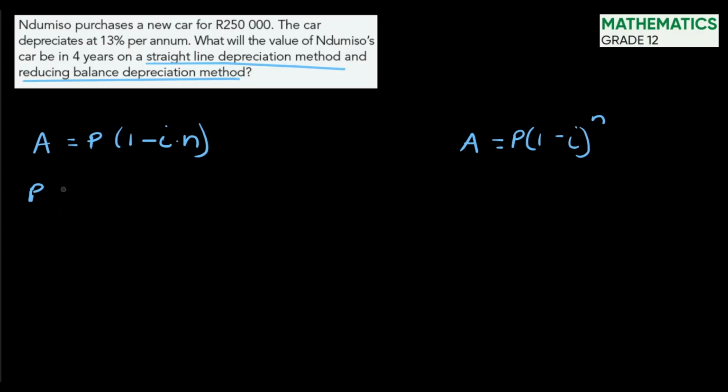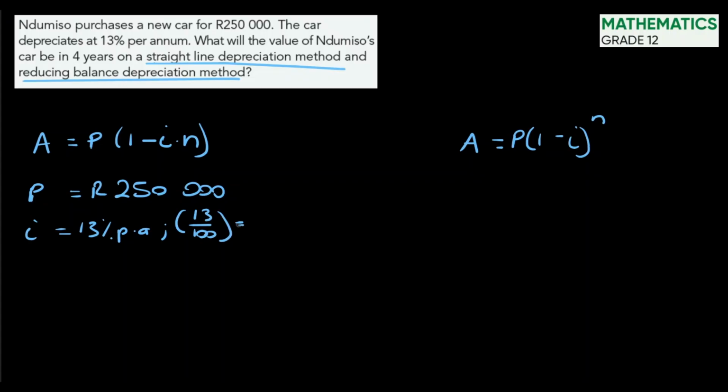We know that the principal value of the car is given to be $250,000. We're told that interest is 13% per annum, which means once a year, and this 13%, we can just say 13 divided by 100. 13 divided by 100 simply gives us 0.13. And then N is 4.